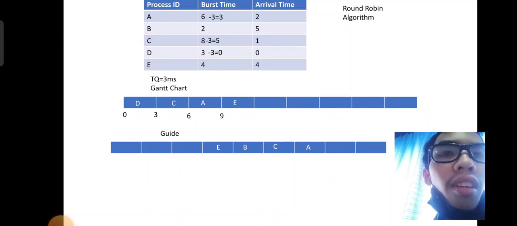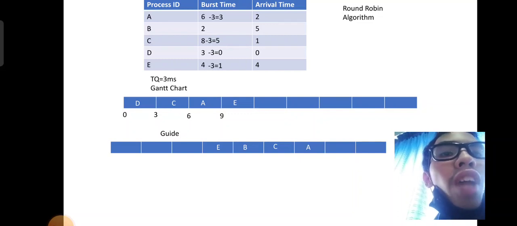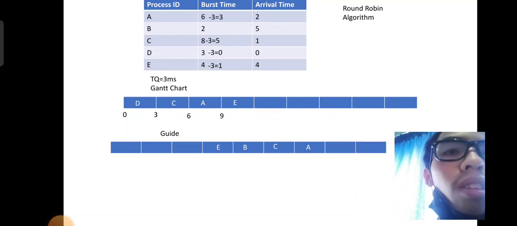Then after that, in order to execute it, we will subtract the time quantum or time slice from its burst time. So 4 minus 3 is equal to 1. What we subtracted will be added to the time finish of process A. So the time finish of process A is 9, plus what we subtracted from the burst time of E. So 9 plus 3 is equal to 12.